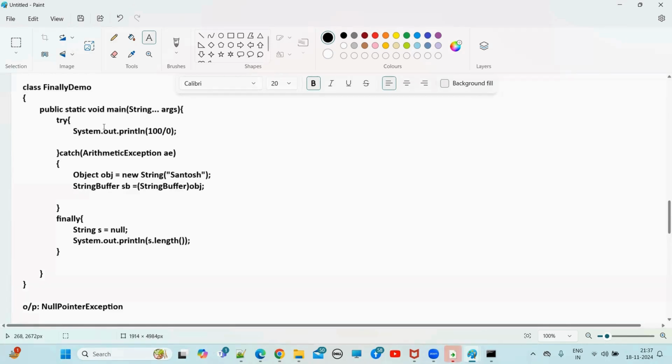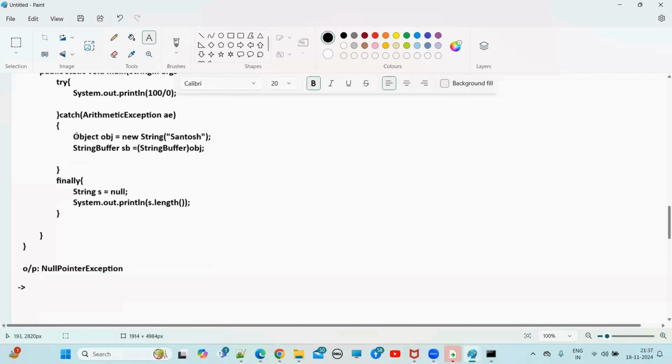JVM. Now JVM will check in the corresponding method whether we have any arithmetic exception handling logic or not. How will it check? In the catch block. Do we have any catch block? A matched catch block means arithmetic exception, since we are getting an arithmetic exception. Yes, we have it. Here it is throwing class cast exception. Since it is throwing class cast exception, the JVM will hand it over to the default exception handler.